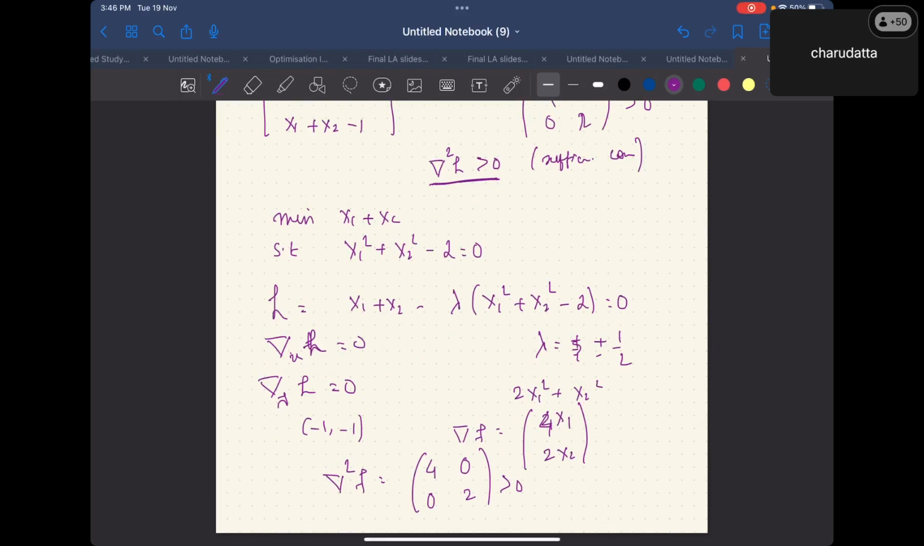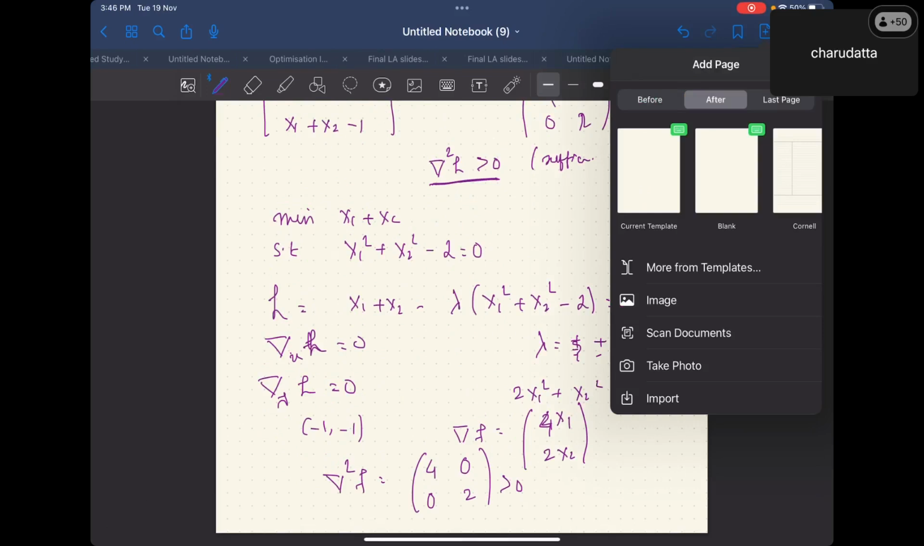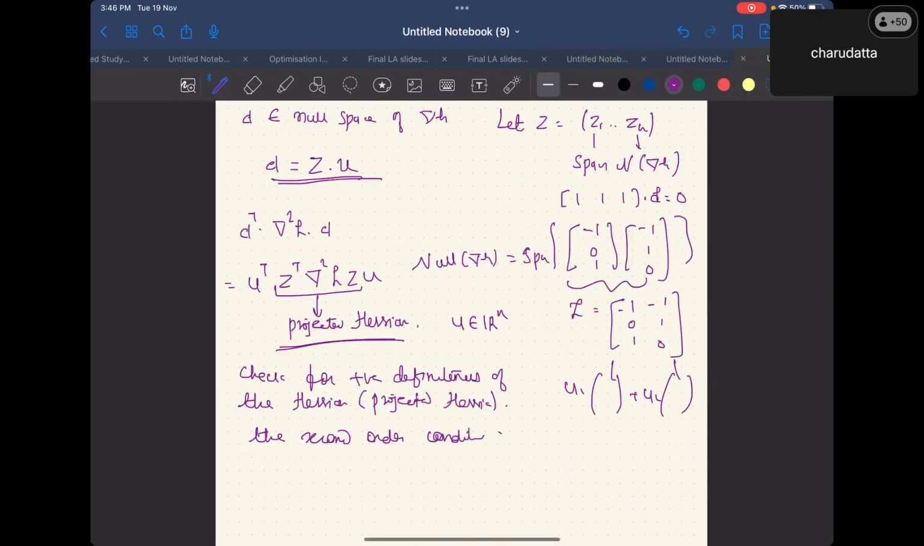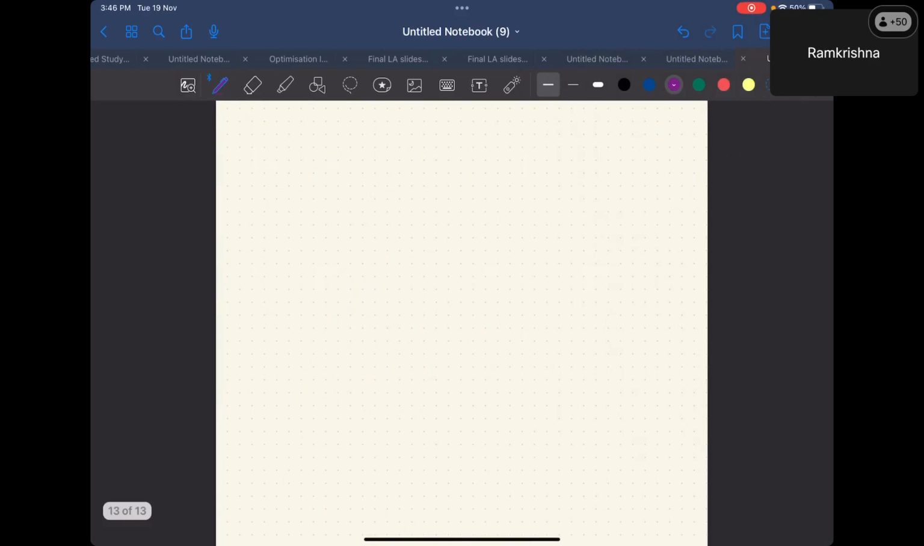Yes. Okay, so let's still stick to the same problem and see if things will change. When I say minimize x1 plus x2 such that x1 square plus x2 square minus 2, which was earlier equal to 0, has now become less than or equal to 0. So the question that we ask ourselves is, what changes? What is the change that we can directly see?